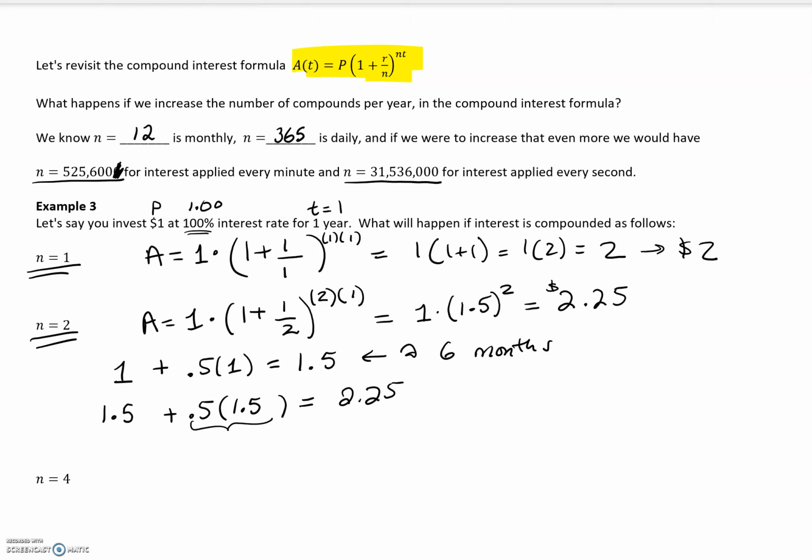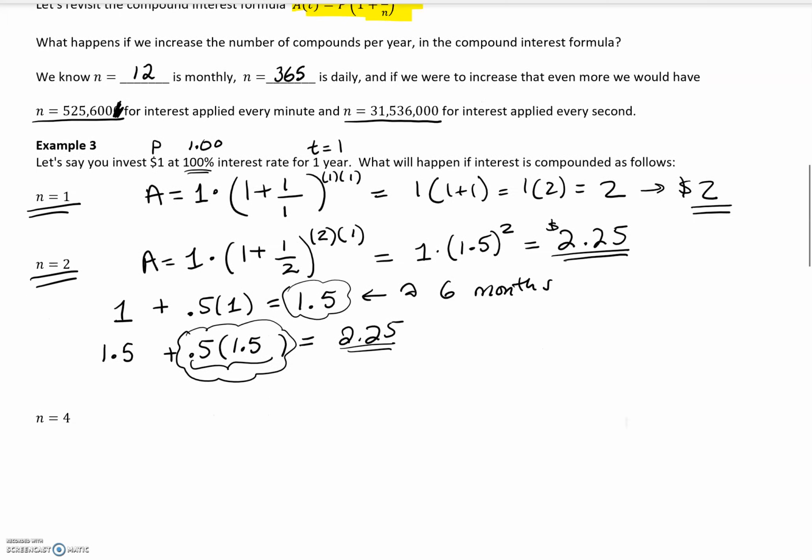So if the interest is applied just once a year, you're going to have $2. If they apply the interest twice a year, you're going to have a quarter more, because again, your money is going to grow after 6 months, and then that growth money is going to get more money on top of it, and you're going to end up at $2.25.